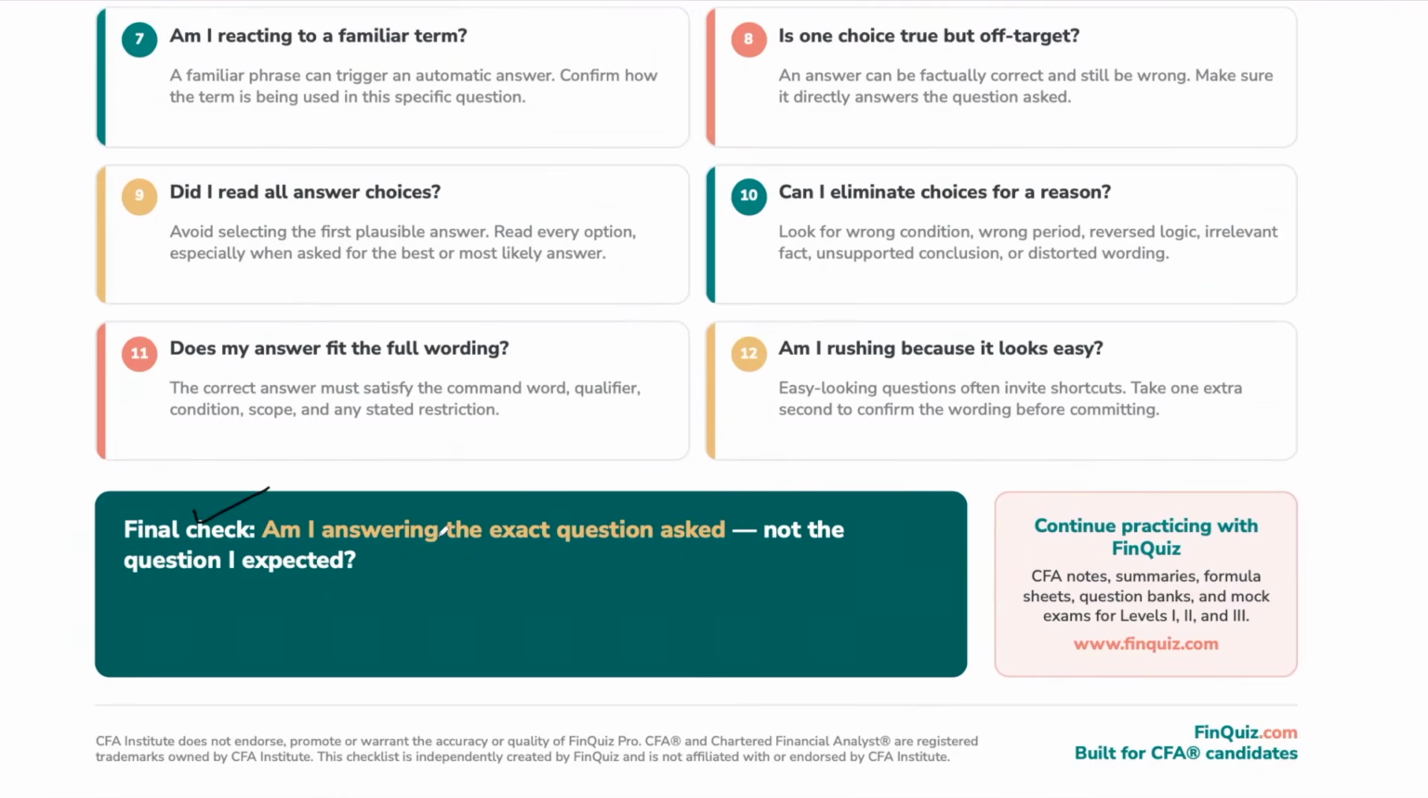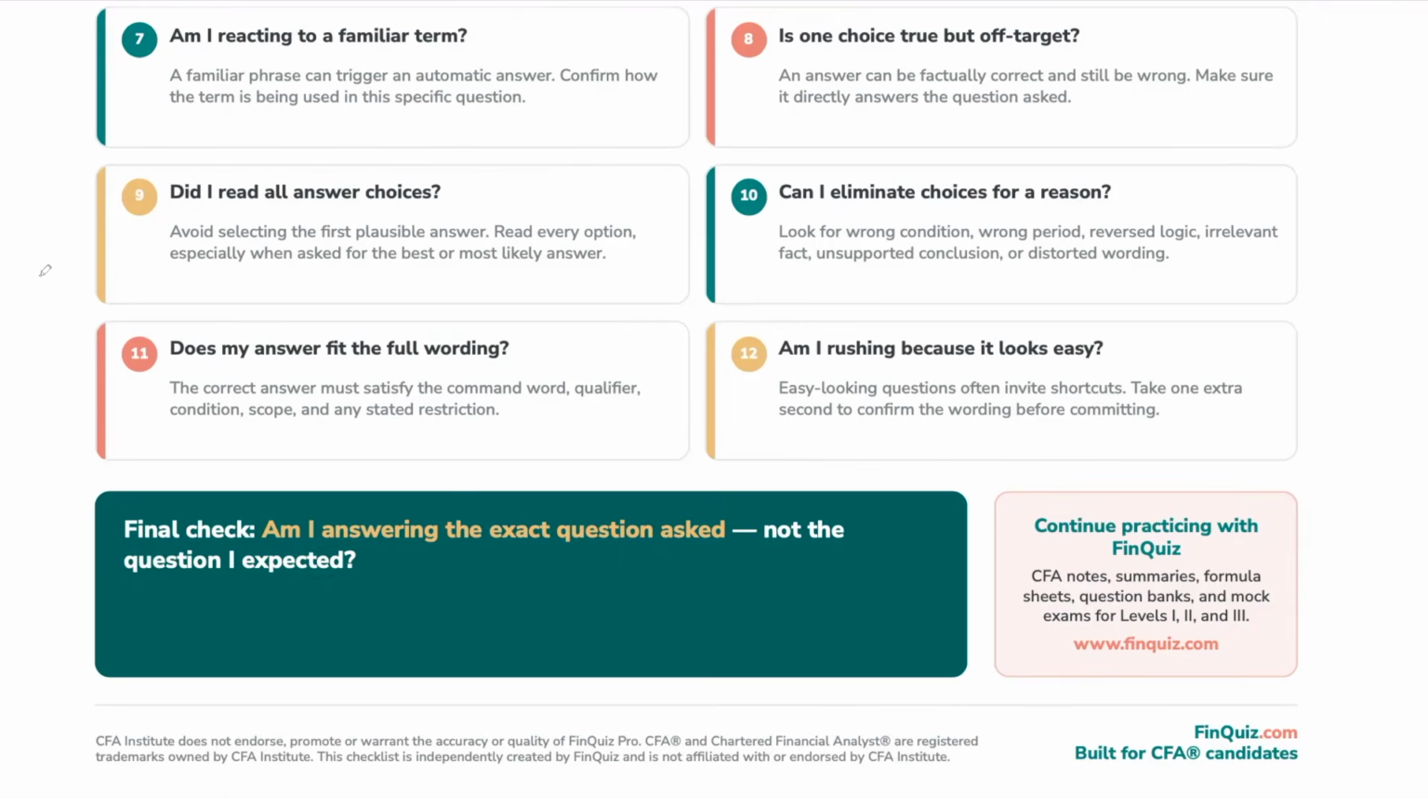Now let's look at the final check at the bottom of the document. Am I answering the exact question asked, not the question I expected? That is really the heart of this checklist, because in the CFA exam, your brain wants to move fast. That is natural. You have studied so much, you recognize topics quickly, and you want to keep momentum. But the real skill is controlled speed. You want to move efficiently without becoming careless.